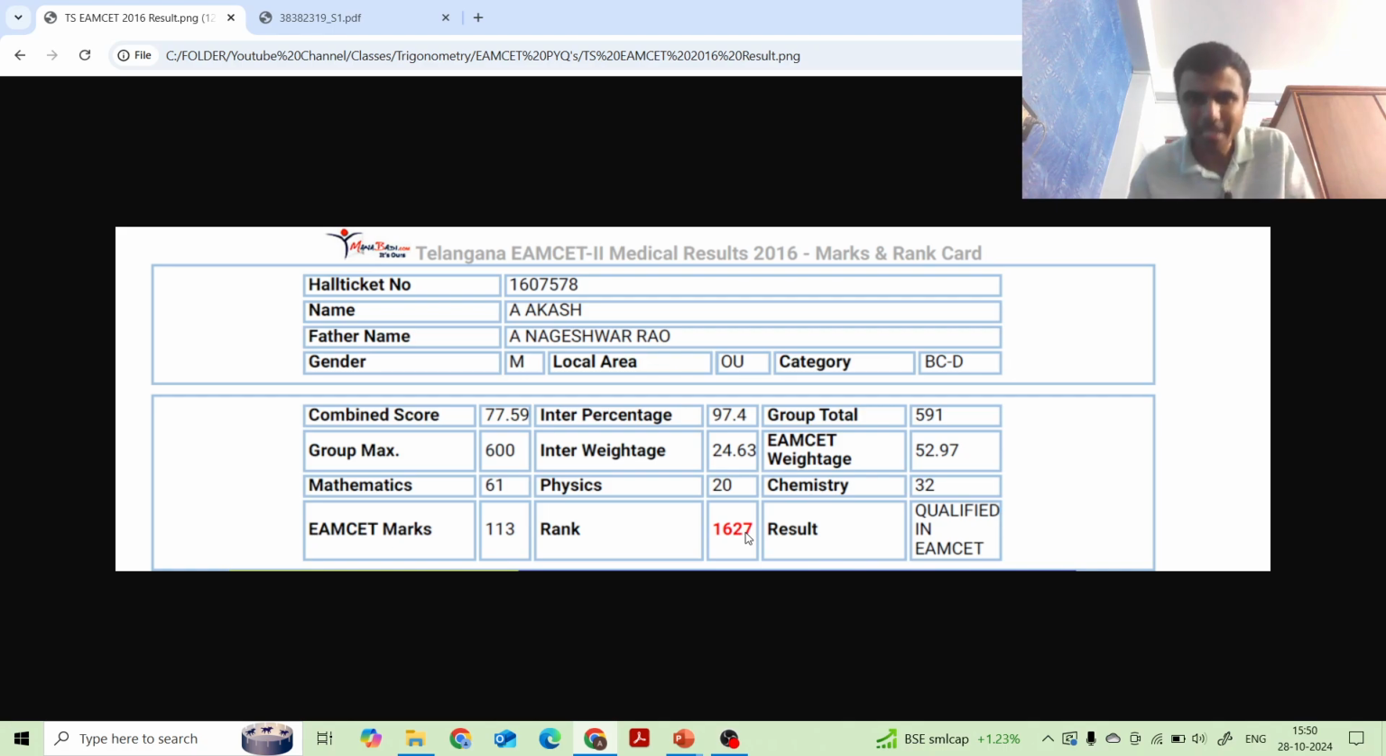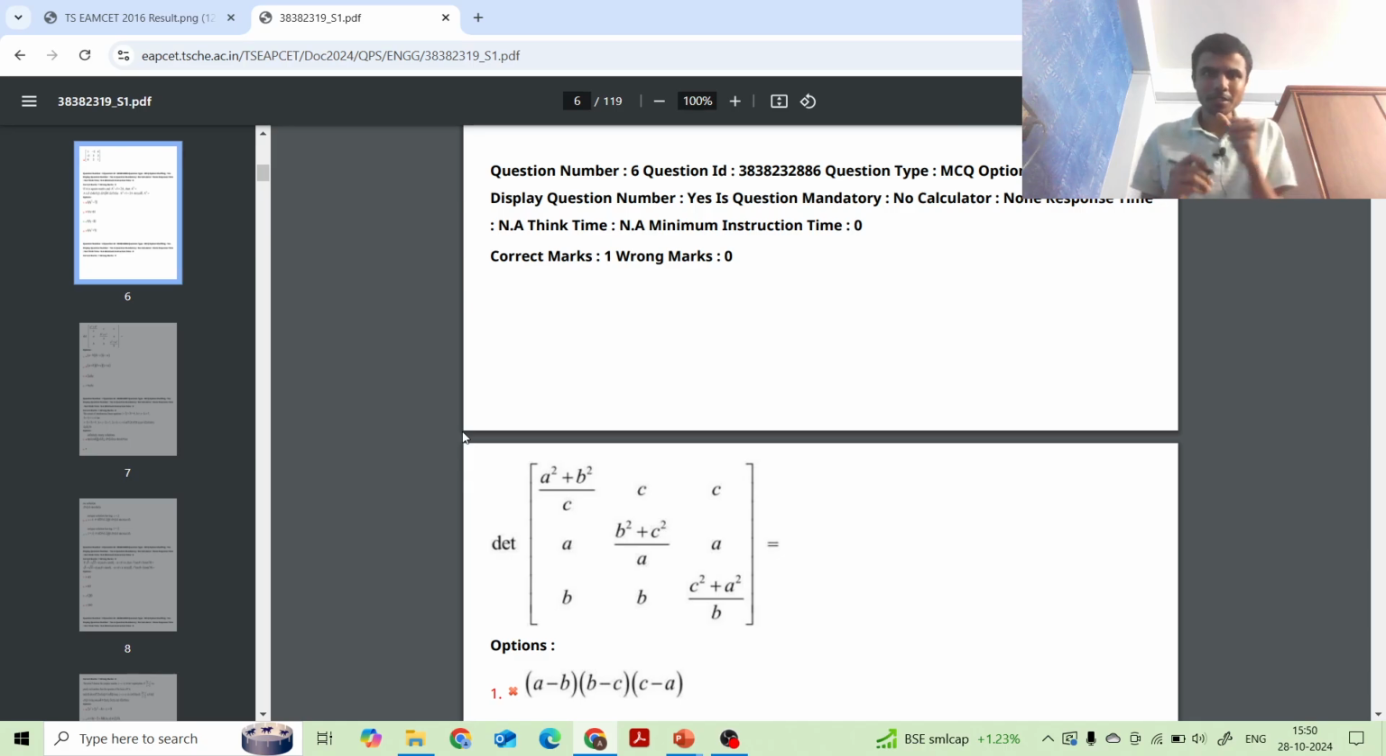Hello, this is my EAMCET 2016 result and let's come to EAPCET 2024 question number 6 of shift 1 on May 9th. Here we have to find out the determinant of this: a square plus b square by c, and c a b square plus c square by a, and this is what is there.